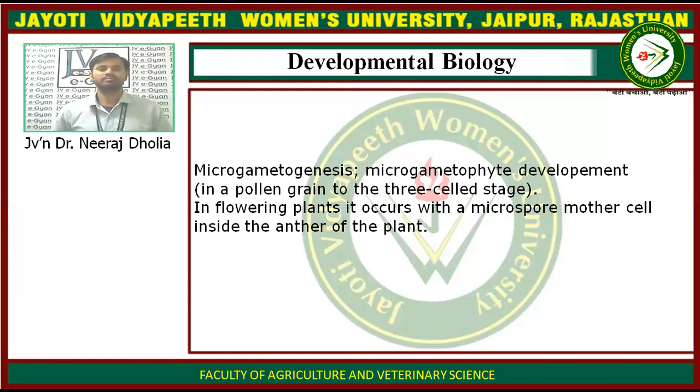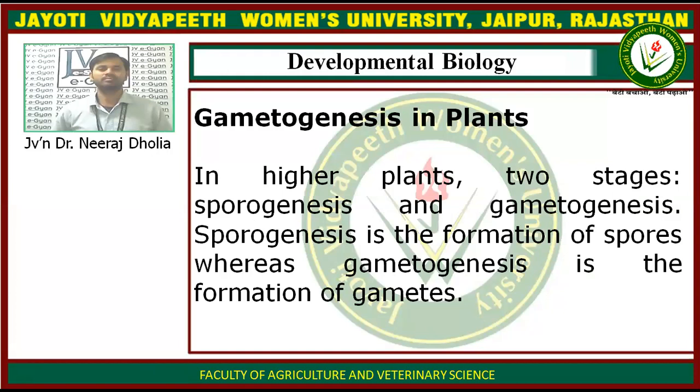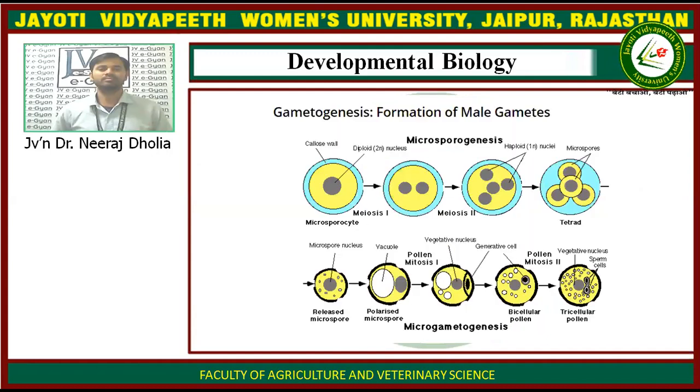So we have discussed that in flowering plants it occurs with a microspore mother cell inside the anther of the plant. Gametogenesis is divided into two stages in the higher plants, microsporogenesis and microgametogenesis. We have seen in this structure a flow diagram of the formation of microsporogenesis and microgametogenesis.